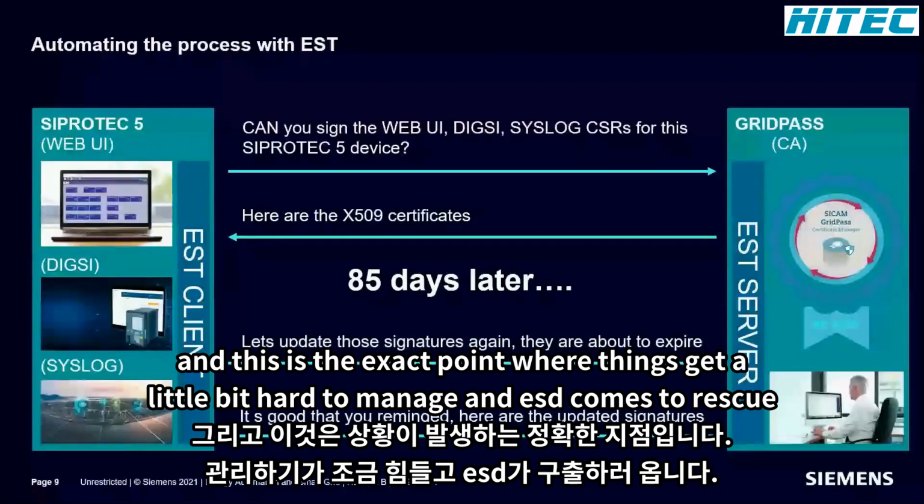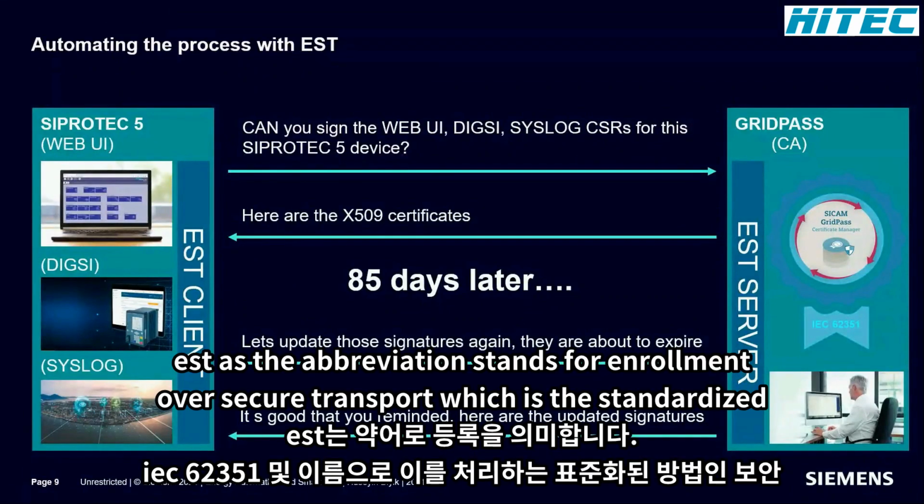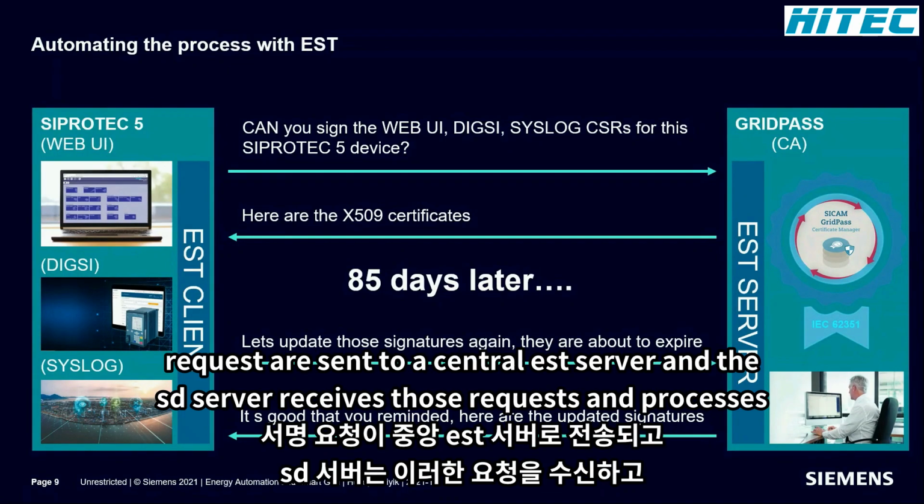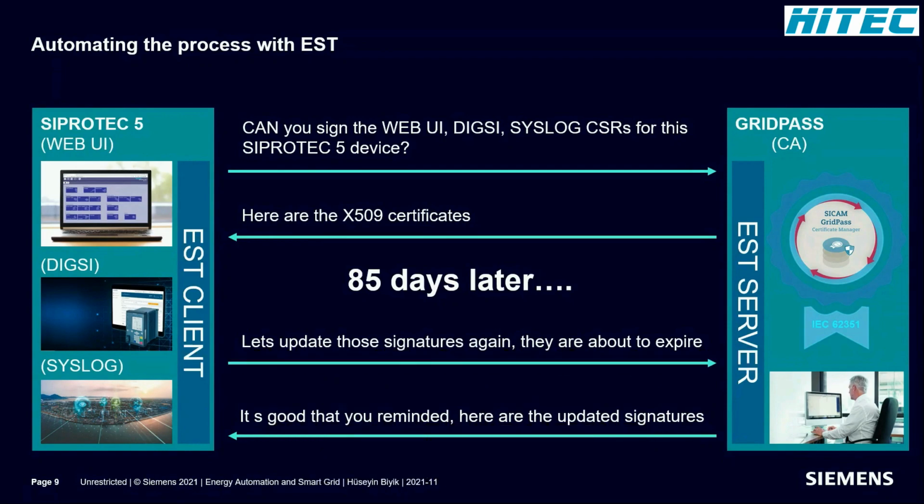And this is the exact point where things get a little bit hard to manage, and EST comes to the rescue. EST, as the abbreviation, stands for Enrollment over Secure Transport, which is the standardized way of handling this by IEC 62351. And as the name suggests, it is a protocol where the certificate signing requests are sent to a central EST server. And the EST server receives those requests and processes them with the certificate authority automatically, and responds with the X509 certificate to the SIPROTEC 5 device.